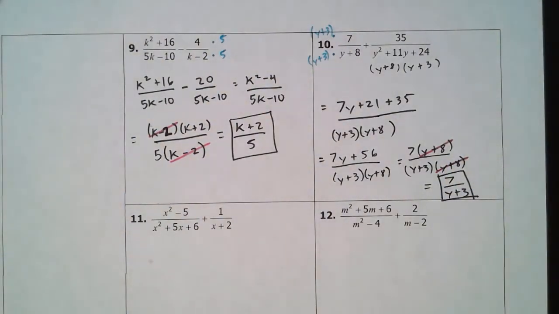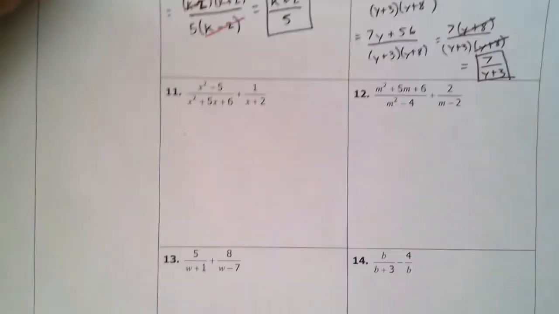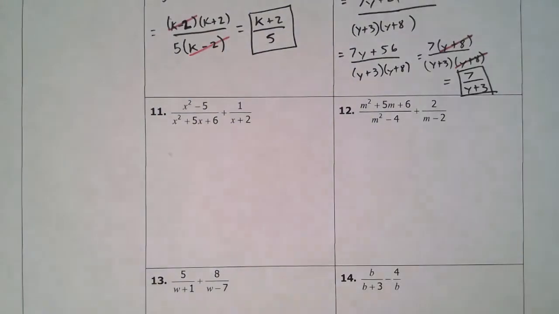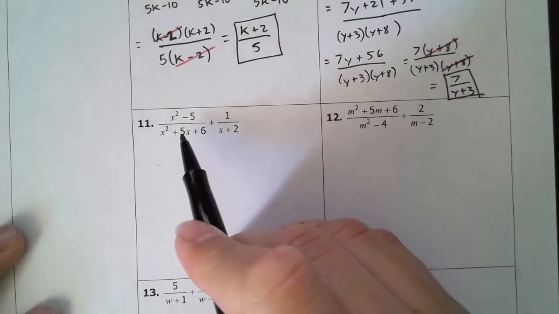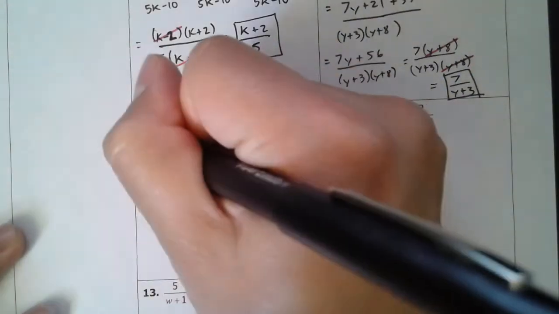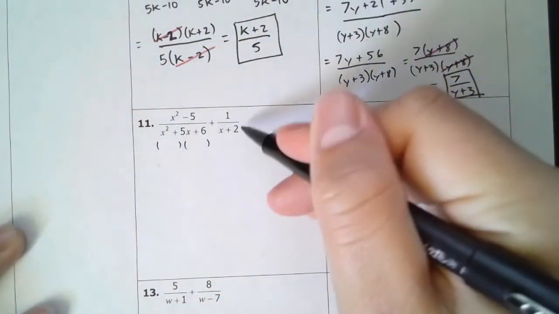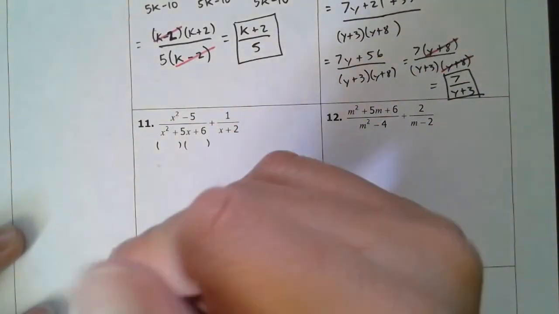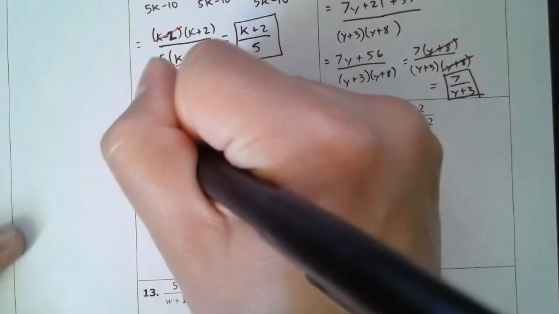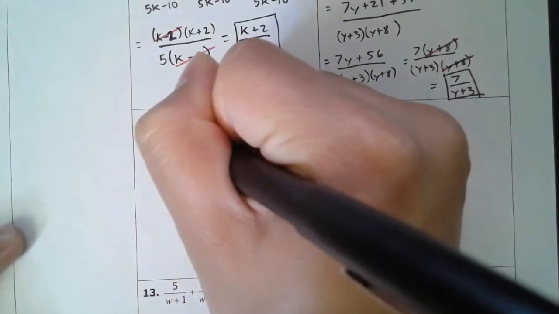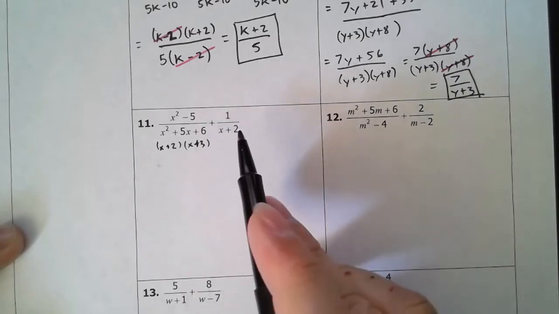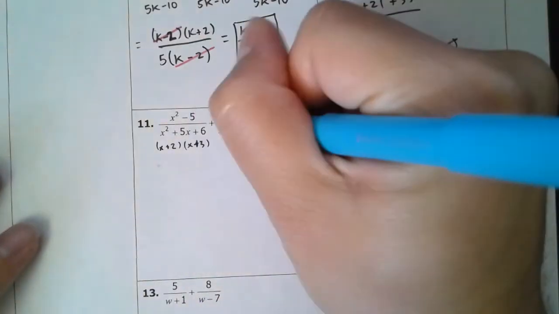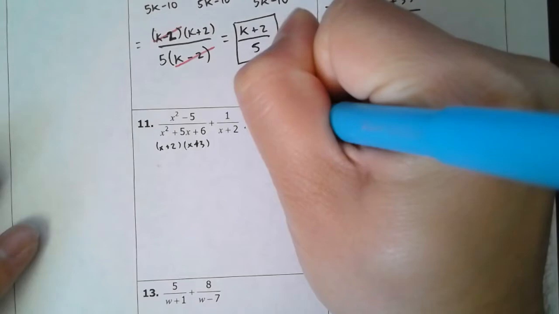Yeah, that's it. Number 11. Same thing, you want to rewrite the denominator here so you can see what you need to multiply the other ratio by. x squared plus 5x plus 6, that's x plus 2, x plus 3, right? And you already have x plus 2 here, so you have to multiply top and bottom by x plus 3.